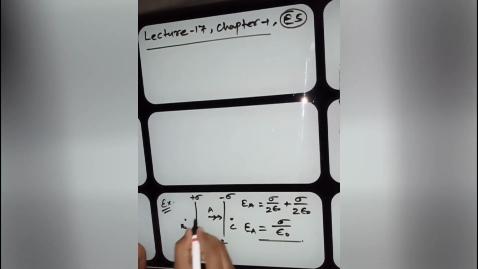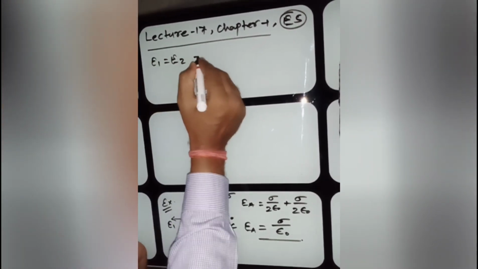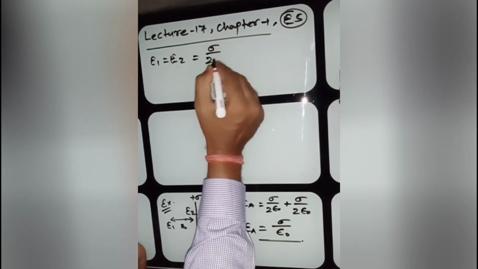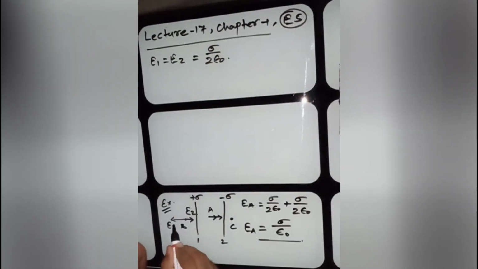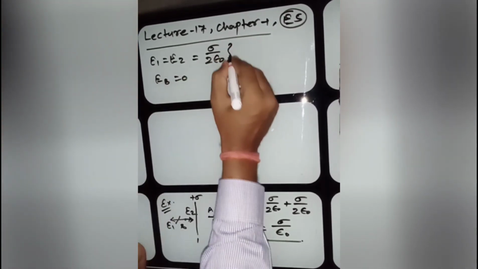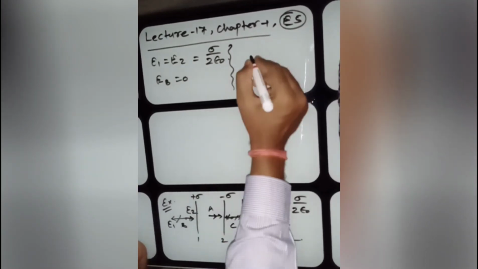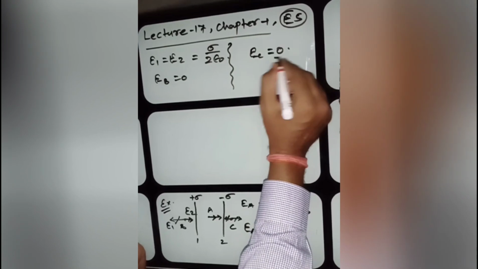Here at B, due to the positive plate the field will be away, and due to the negative plate the field will be towards it. If these are E1 and E2, then E1 equals E2, no doubt, and the magnitude is the same, sigma by 2 epsilon naught. Since both have the same magnitude and are opposite to each other, they cancel out. So the electric field at point B will be 0. In the same way, outside the second plate, the field due to the negative plate will be towards the plate and due to the positive plate will be away, and they cancel out. So again at C, the electric field will be 0.